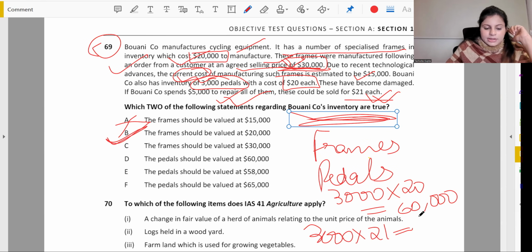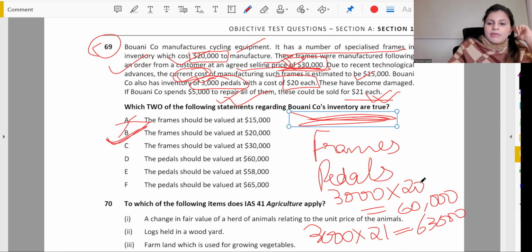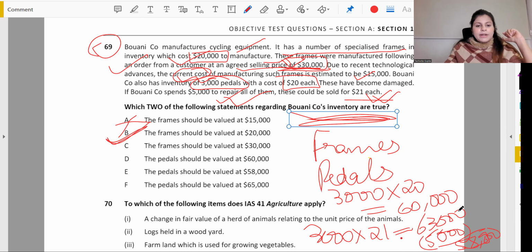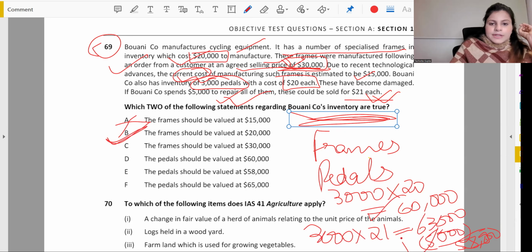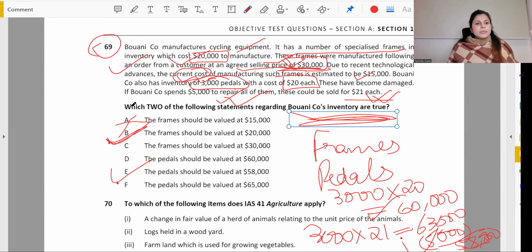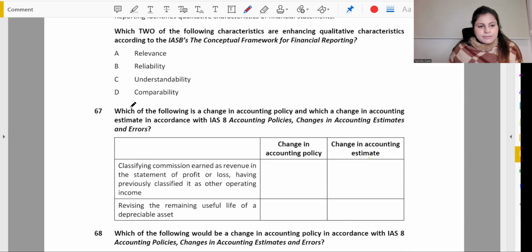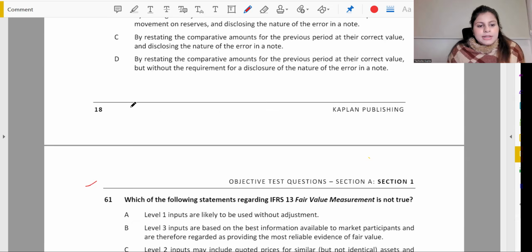How much is that? 63,000 minus repair of 5. What is 63 minus 5? 58. So at what amount should I report my pedals? 60 or 58? Which is lower? 58. Awesome. So my answer is B and E option. I need to report them at lower of the two. Done with that. Let's move on.